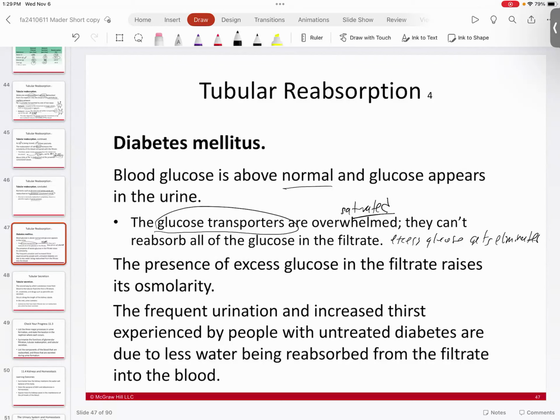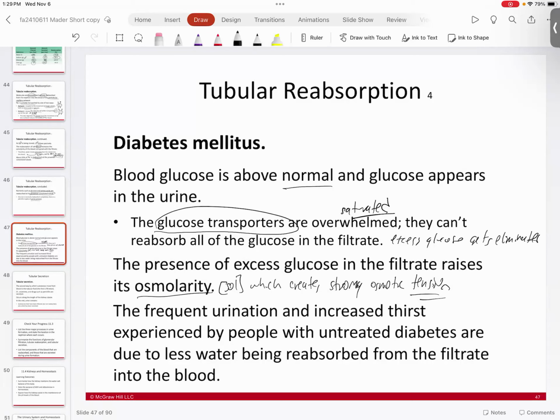So ultimately, when you have a ton of glucose in your filtrate, what this does is create a high solute concentration in your filtrate. So basically the osmolarity, or the solute concentration, creates a strong osmotic tension. So basically your urine becomes like salt, right? It's not salty, but solute. It's got a lot of dissolved components in there, which have a sucking effect on water.